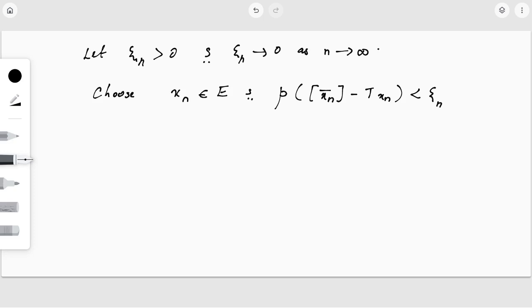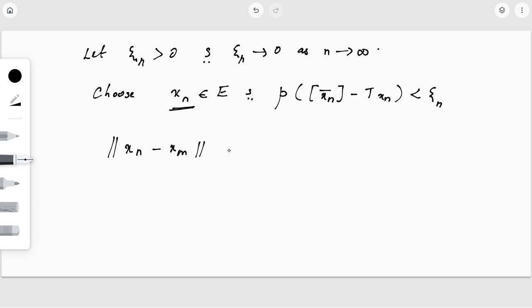So correspondingly we are choosing an epsilon n and an xn such that P of the coset xn bar minus Txn is less than epsilon n. Now we will show that this xn that we had chosen is another Cauchy sequence. That is, to show that it is Cauchy, we have to show that norm xn minus xm is less than epsilon for every epsilon greater than 0 and n, m greater than N.